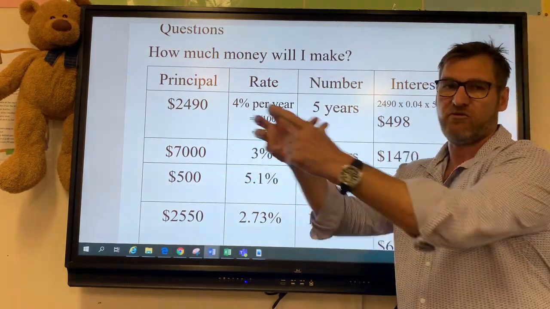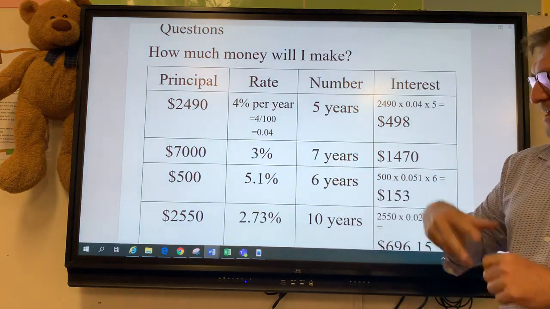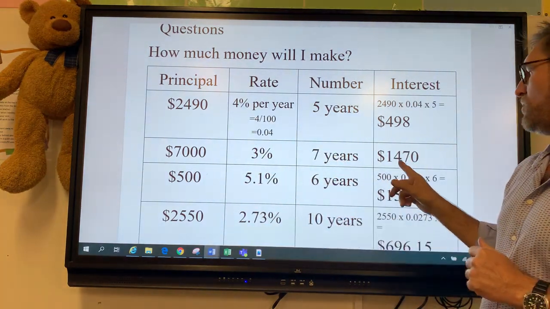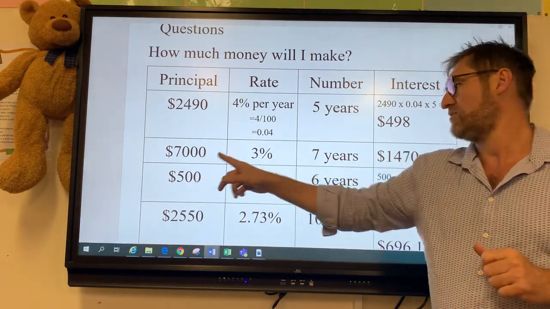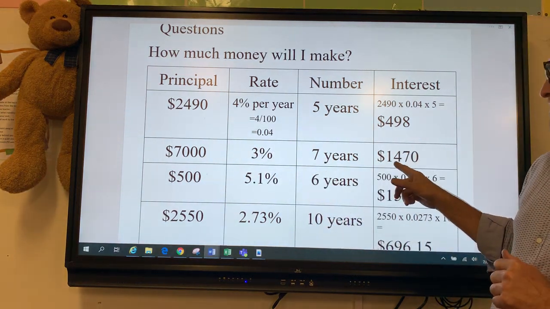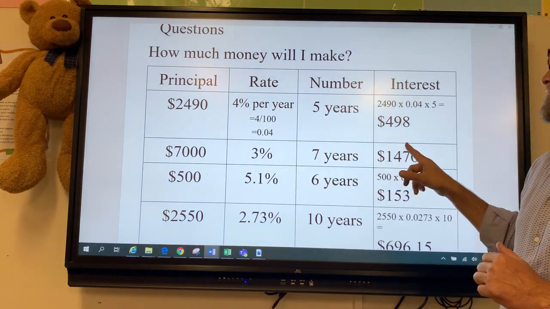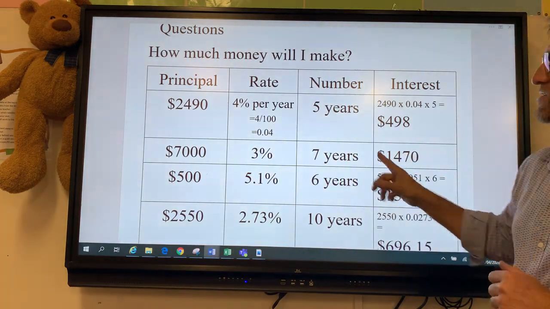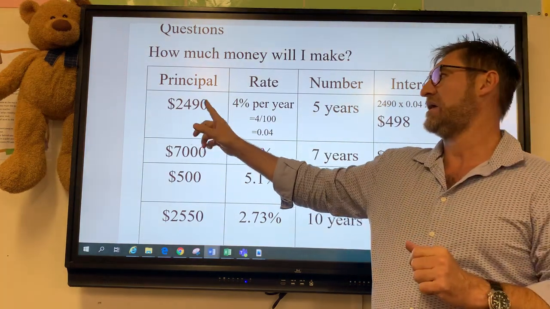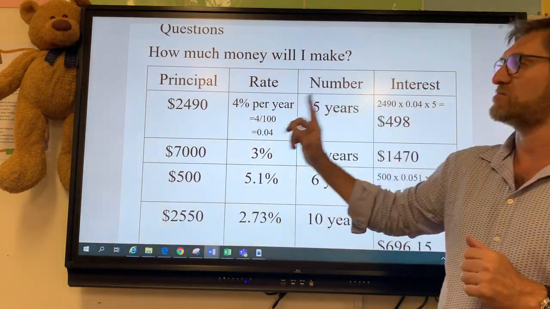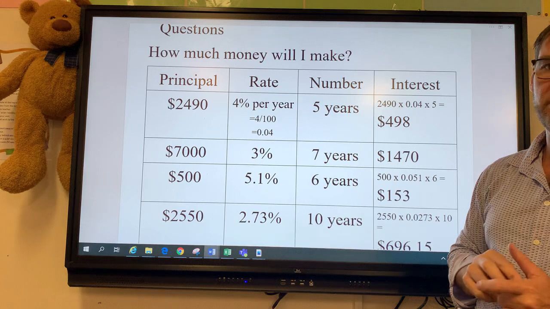So if I put $7,000 into the bank, 7 years later I come back and I walk out with not $1,000, that would seem crazy. I'm going to walk out with $7,000 plus the interest, so I'm going to walk out with $8,470. So if you want to work out the value of your investment, you're really talking about adding up the interest and the principal. That will be important a little bit later.